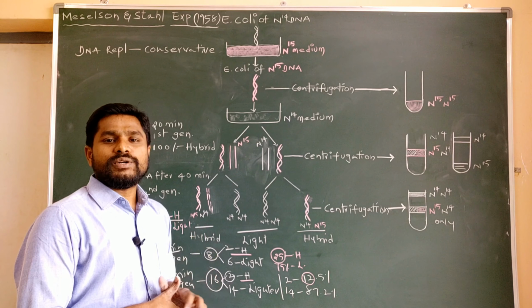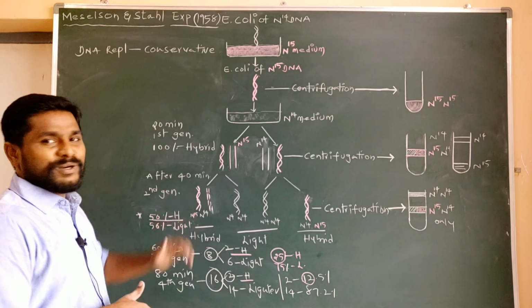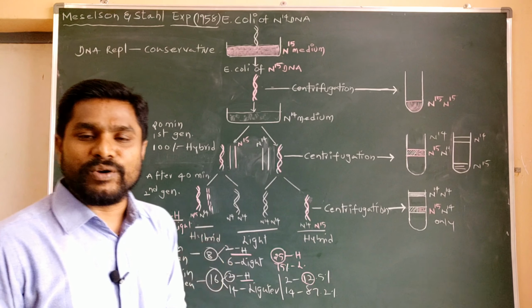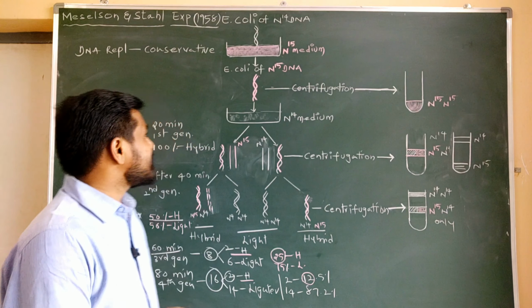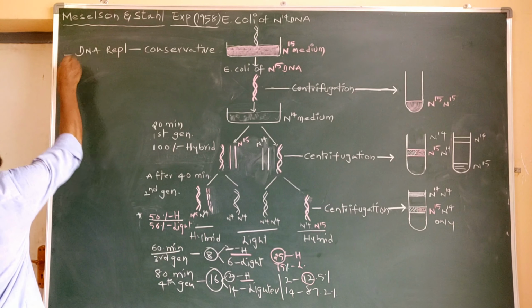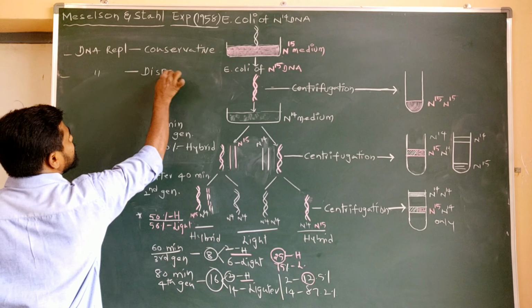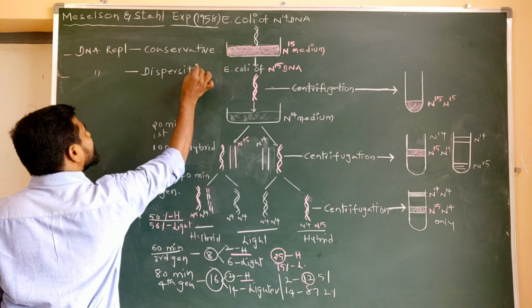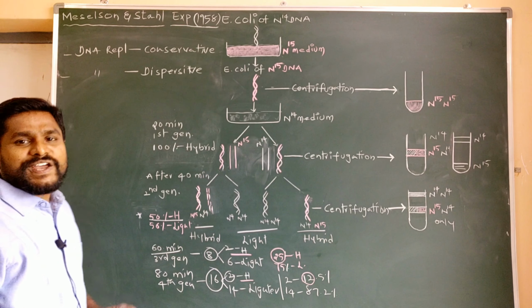By this they were able to disprove that DNA is undergoing a conservative model of replication, but DNA is undergoing a semi-conservative model of replication. And in the second case, that is if DNA replication is dispersive, what type of result could Meselson and Stahl get in their experiment?